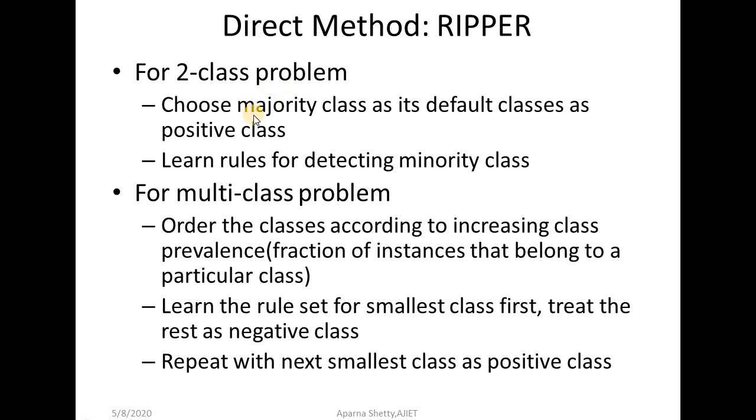And this is about the two-class problem. In the two-class problem, first you choose the majority class as the default class and as the positive class, and next you learn the rules for detecting the minority class. Two-class problem means it is a binary class approach, so there are only two classes. First you choose the majority class as the default class, next you generate the rules for the minority class. So this was about the Ripper method for generating the rules.